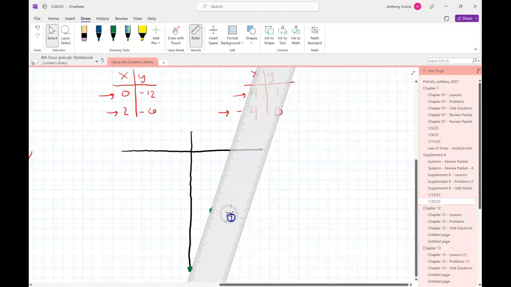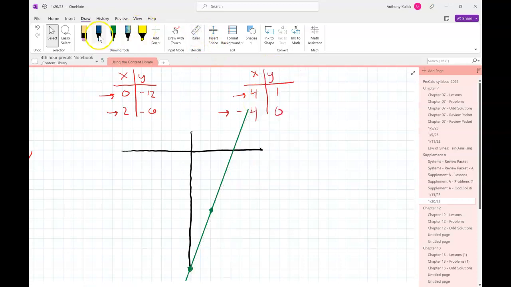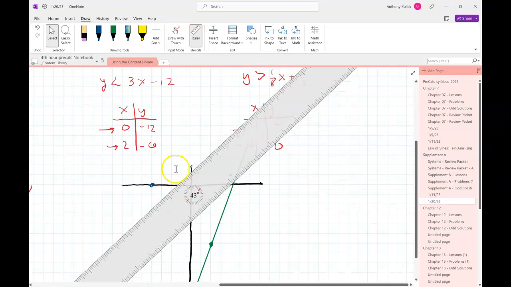Let me get my ruler out. Ooh, that's pretty close. All right. Okay. Go away, ruler. Give me that blue. So 4, 1: 1, 2, 3, 4, 1. And -4, 0: 1, 2, 3, 4, -4, 0. Get my ruler back out.